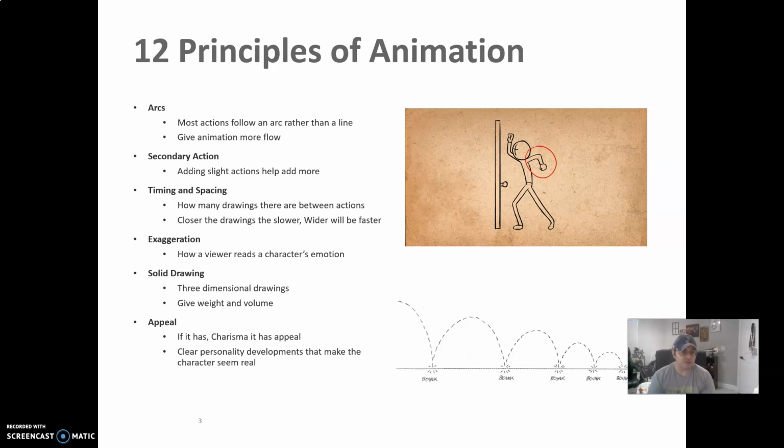Now, the other ones are really more for detail. For example, exaggeration, how a viewer reads a character's emotions. If you're going to make a character happy, make them really excited. If you're going to make them angry, make them really angry. So the more you exaggerate it, the more the person's going to believe it.